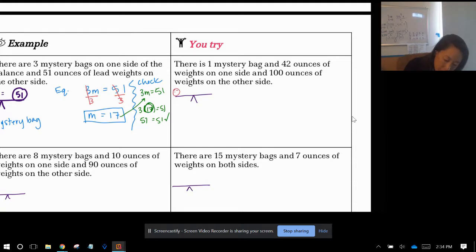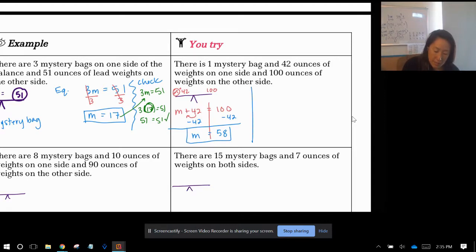I'm going to put one mystery bag and 42 ounces on one side. And then on the other side, I have 100 ounces of gold. So I'm going to do M plus 42 on the left is equal to 100 on the right. I'm going to keep balance here. The 42 is being added to M, so to undo it, I'm going to subtract 42 from both sides. So I get M is equal to 100 minus 42, which is 58.